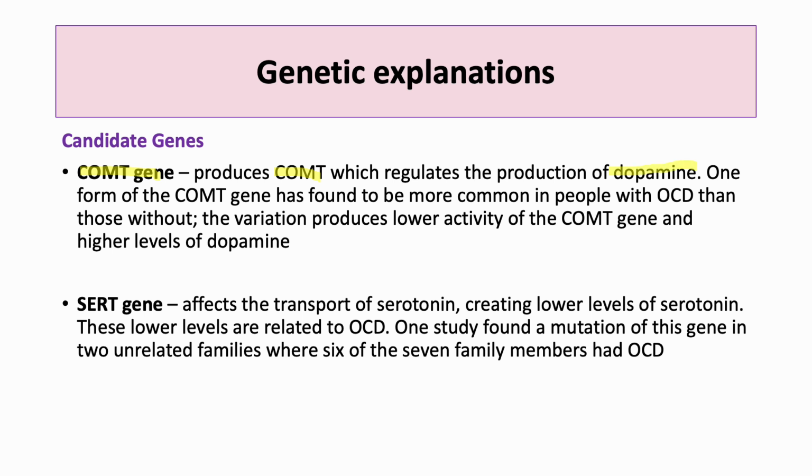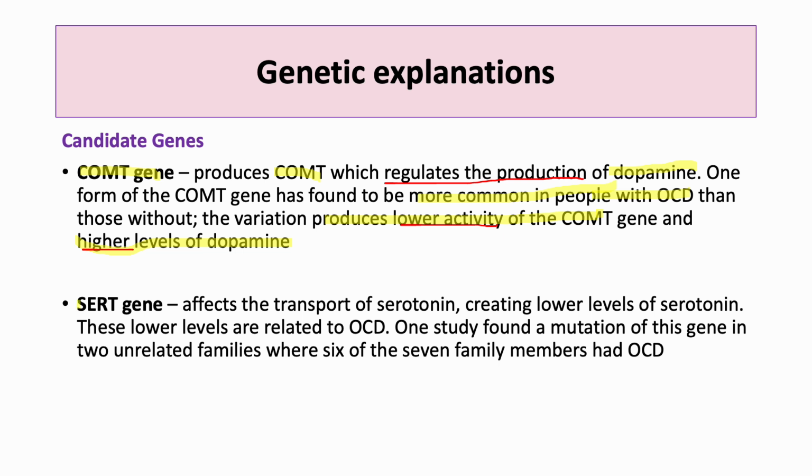One form of the COMT gene has been found to be more common in people with OCD. So there's a link there between that specific variation of the COMT gene and OCD. And this specific variation produces lower activity of the COMT gene and therefore higher levels of dopamine, because of course the job of COMT is to regulate the production. So if there's a variation that produces lower activity, that means less regulation of dopamine and therefore higher levels.